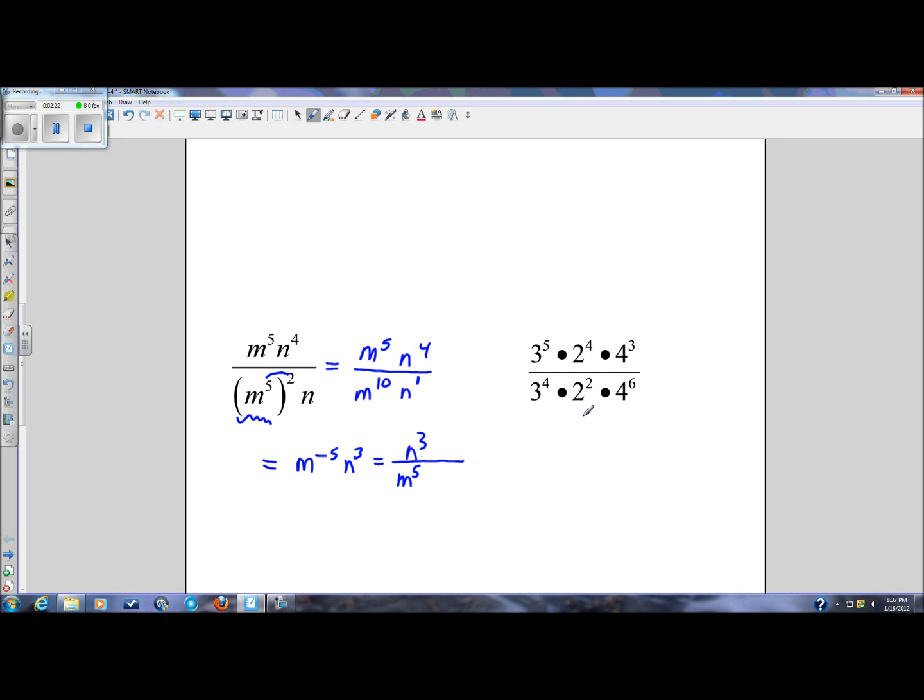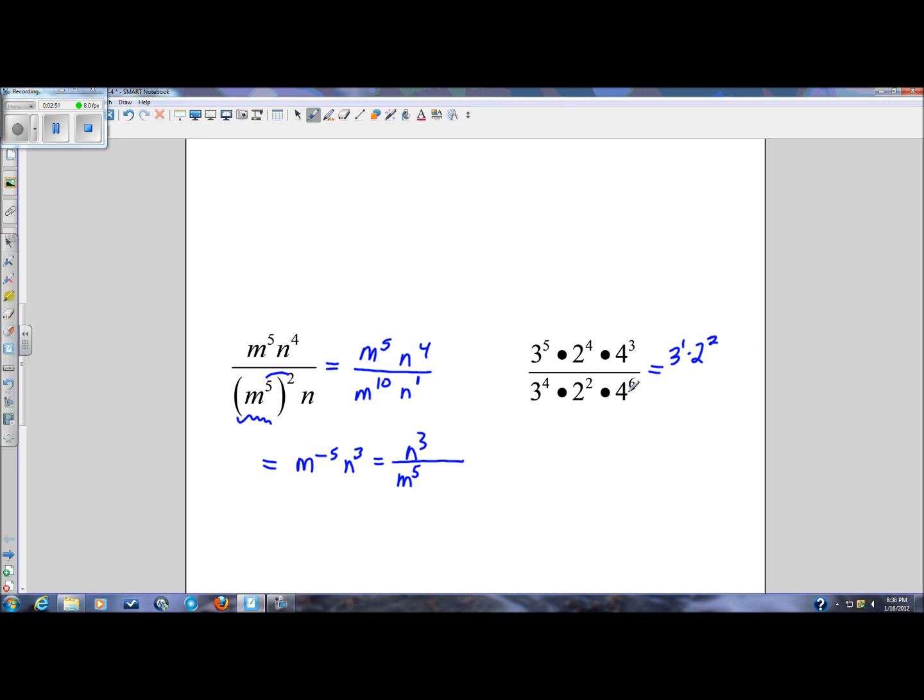Next, let's say we have 3 to the 5th times 2 to the 4th times 4 to the 3rd over 3 to the 4th times 2 to the 2nd times 4 to the 6th. Just subtract your exponents for the like bases. So 3 to the 5th over 3 to the 4th. 5 minus 4 is 1, so 3 to the 1st. 2 to the 4th over 2 to the 2nd. 4 minus 2 is 2, so we have 2 to the 2nd power.